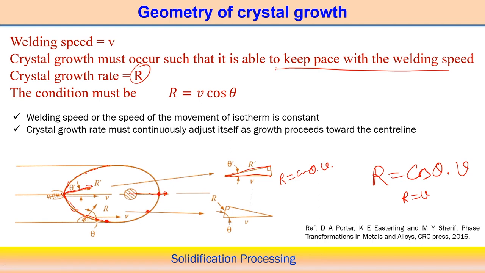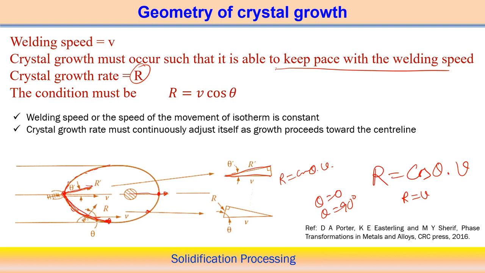So, here the growth rate will be the minimum. When theta equals 0, it will be the maximum, and when theta equals 90 degrees, it will be the minimum, meaning the growth rate equals 0. So, here it is ideally 0, and here it is the maximum, the welding speed. In between it varies, and the growth rate will be less than the welding speed.